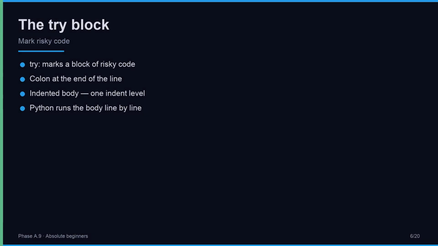The try block marks code that might fail. You write the word try, a colon, and then an indented body, exactly the colon and indent pattern you already know from functions and if. Python runs the body line by line. If everything works, the try block finishes normally and the except block is skipped. If a line inside raises an exception, Python stops right there and jumps to the except block. Two paths, decided by what happens at runtime.